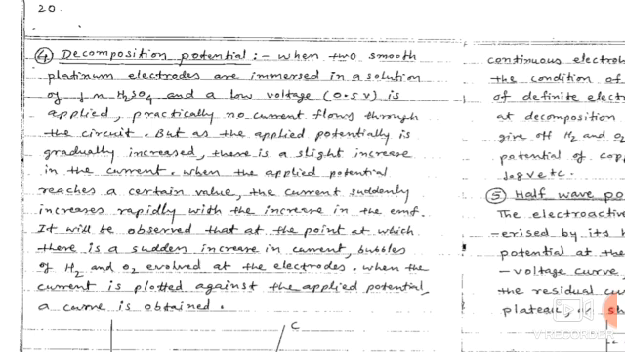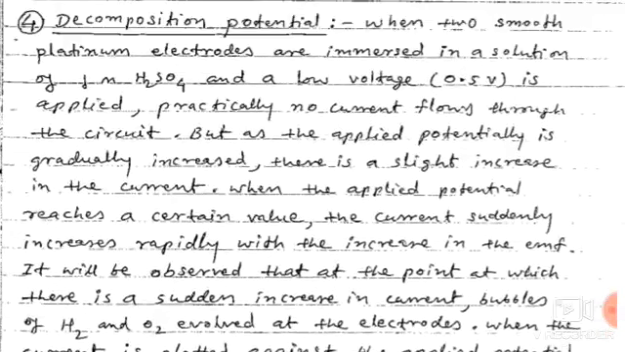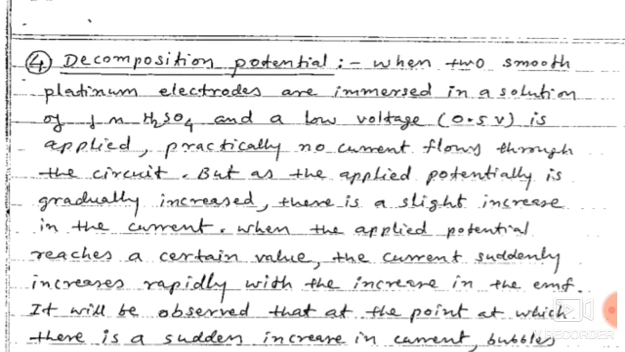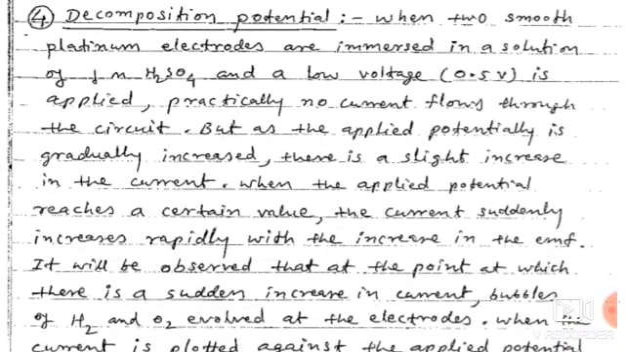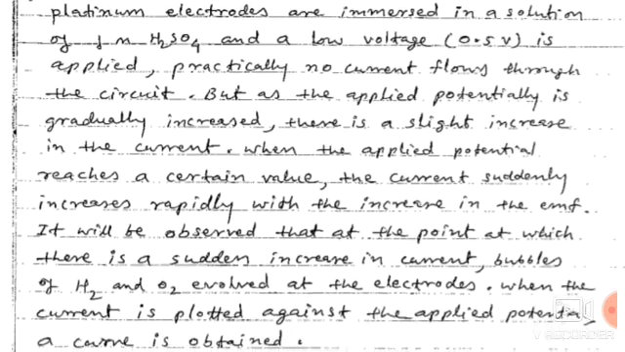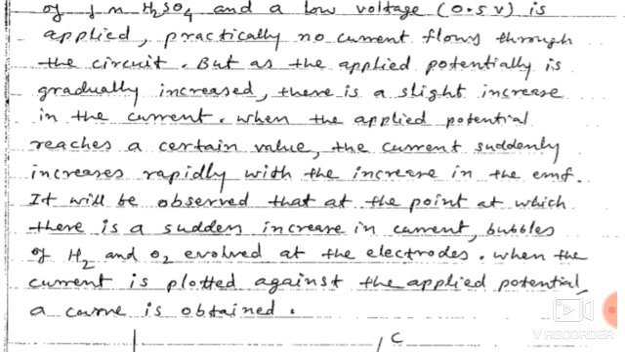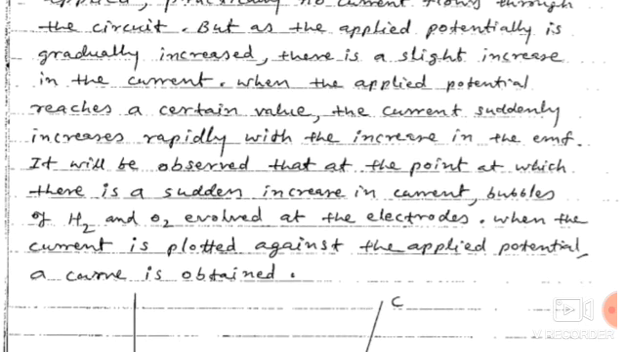Then the next one is the decomposition potential. What is decomposition potential? When two smooth platinum electrodes are immersed in a solution of 1 molar H2SO4 and a low voltage, 0.5 volt, is applied, practically no current flows through the circuit. But as the applied potential is gradually increased, there is a slight increase in the current. When the applied potential reaches a certain value, the current suddenly increases rapidly with the increase in the EMF.